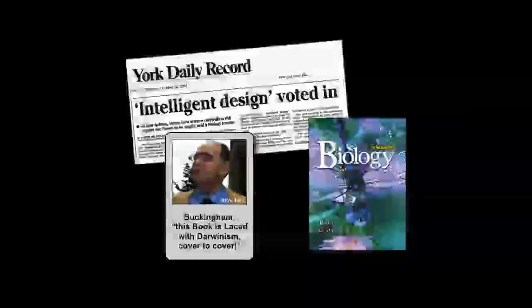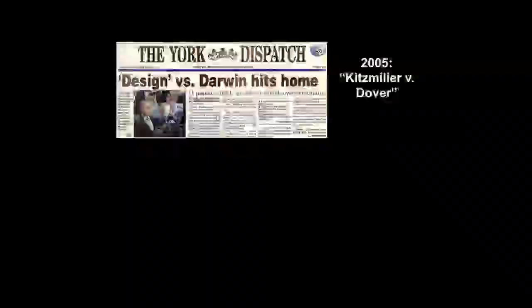You know how authors sometimes take a quote that's very favorable and put it on the back of the book to entice you to buy it? I've been thinking about putting that on the back of our book, thinking biology teachers would like that. Well, 11 parents of children in the school sued the Board of Education. The case was heard in 2005. It was known as Kitzmiller versus Dover.